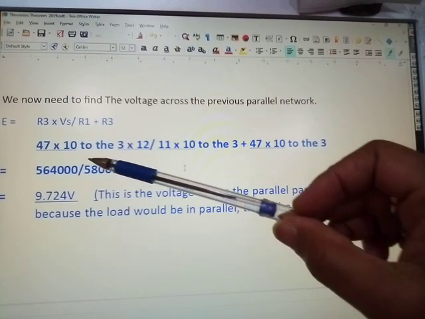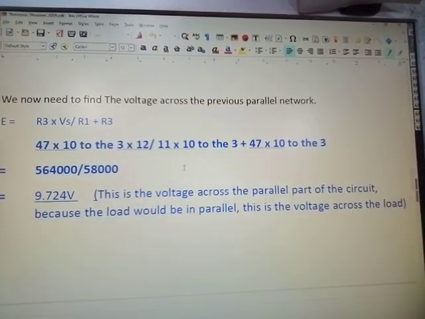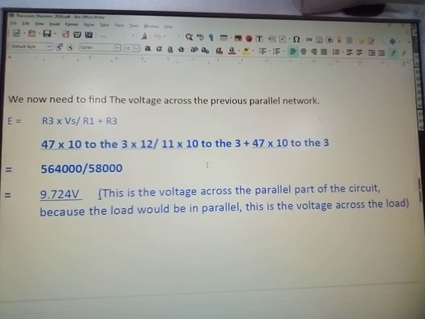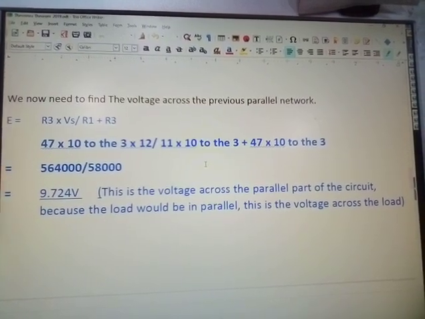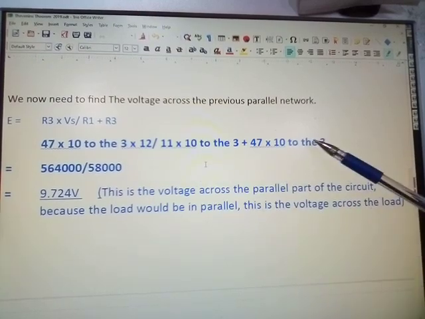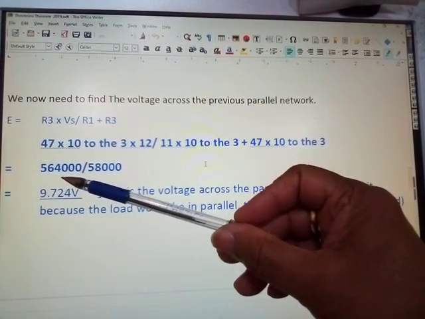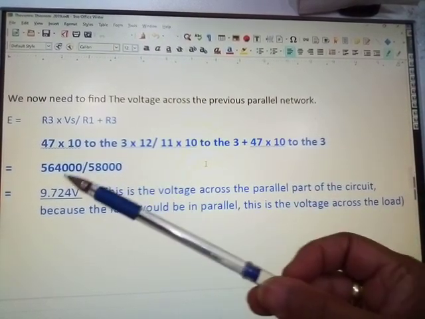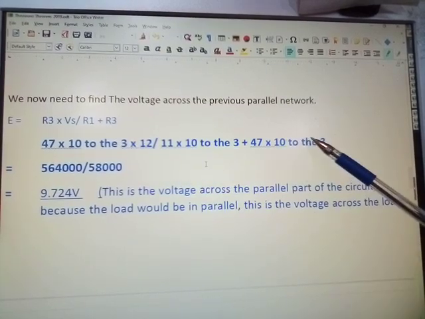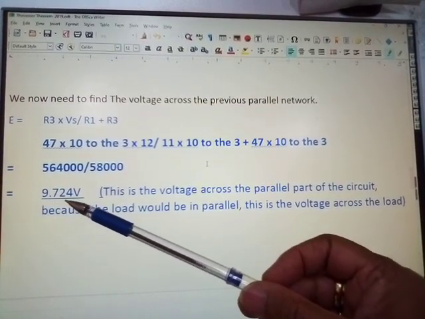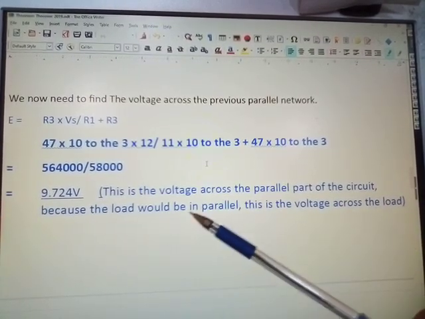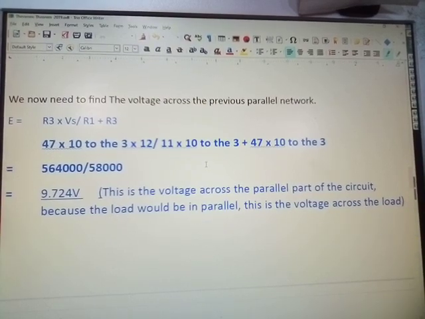Now again here, I believe 12 is the supply voltage that we apply to the circuit. But I'm a little surprised that I didn't actually put this in earlier. My apologies. But you can see that when you have put this into your calculator, it should come out to 564,000 over 558,000. Make sure you get these values correct from this result. That then comes to 9.724 volts. This is the voltage across the parallel part of the circuit. Because the load would be in parallel, this is the voltage across the load.